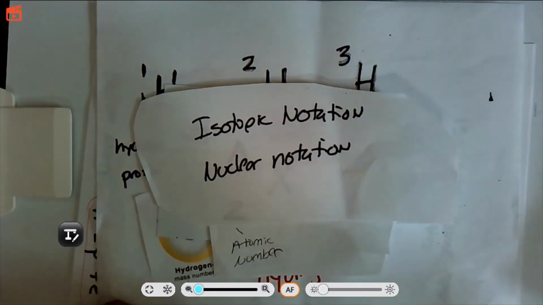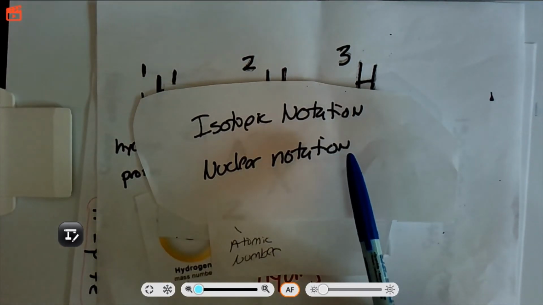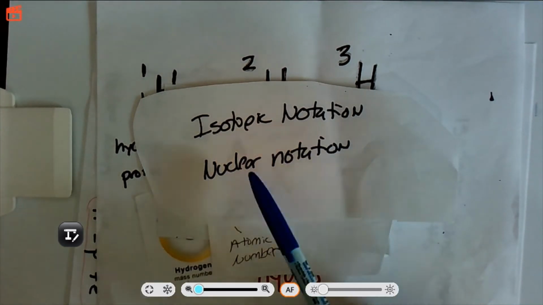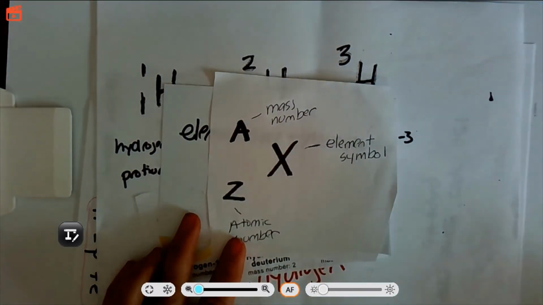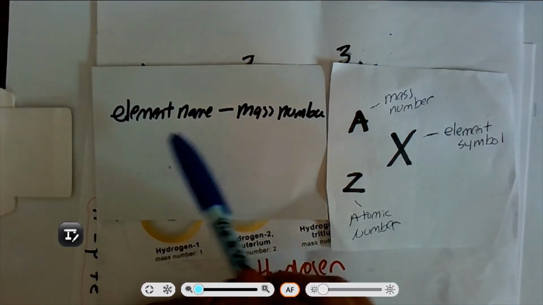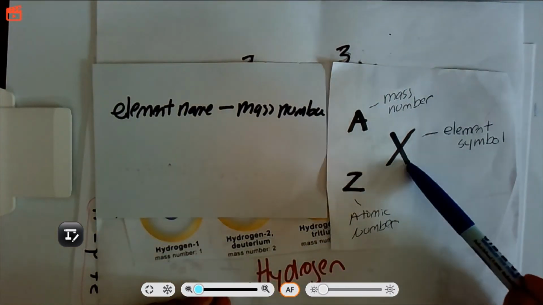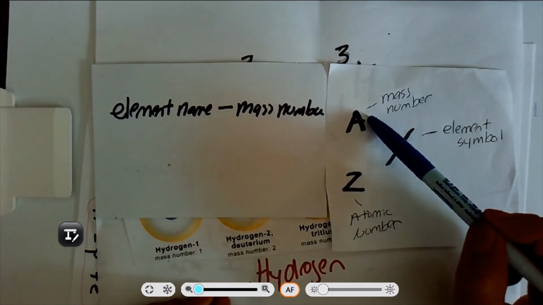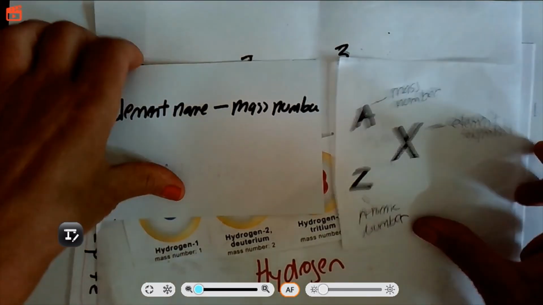When you're learning about isotopes, you'll often have to learn how to express them, isotopic notation, or sometimes your teacher may call it nuclear notation. There are 2 ways to express isotopic notation. The easiest way is the element name, a dash, and the mass number. Another way is the element symbol with a superscript, super being above, the mass number at the top, and the atomic number at the bottom.